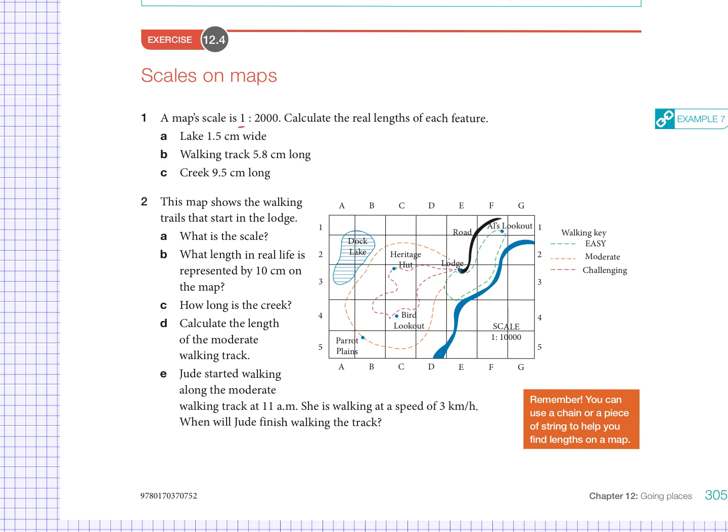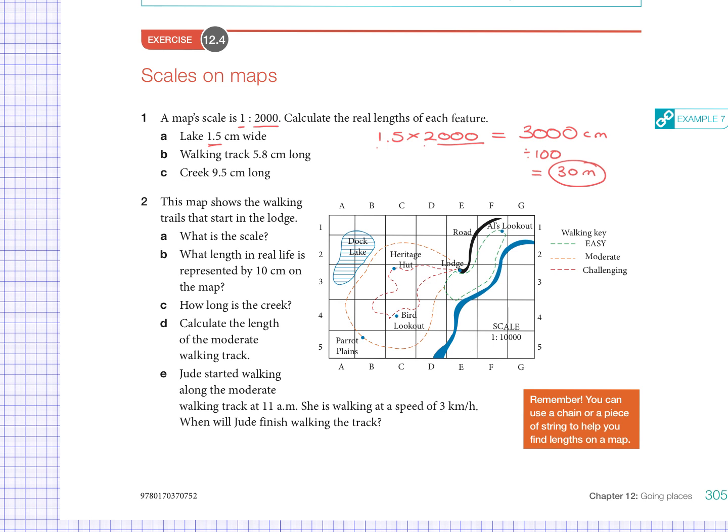The scale is 1 to 2,000. It says the lake is 1.5 centimeters wide, so we would go 1.5 times 2,000 in real life, and I know that 2 times 1.5 is 3, and it's followed by 3 zeros, so 3,000. All right, so that's 3,000 centimeters in real life, and if you want to know what that is in meters, we would divide by 100 because there are 100 centimeters in a meter, and that would be 30 meters. And that is a reasonable width for a lake.